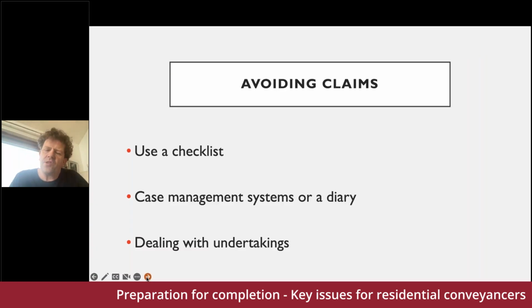To avoid claims, there are some golden rules. One, do the simple things well. Use checklists. Use case management systems or diarisation, but don't diarise the final date to do something. Give yourself time to react. In connection with dealing with undertakings, do think about a willingness to accept undertakings from the other side, and also contemplate the giving of undertakings in the conveyancing process. As we'll see in a moment or two, I have a number of golden rules with regard to undertakings that I think are golden rules for a reason, as we'll see.